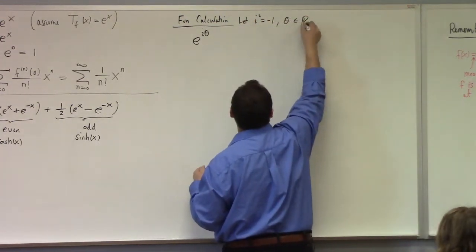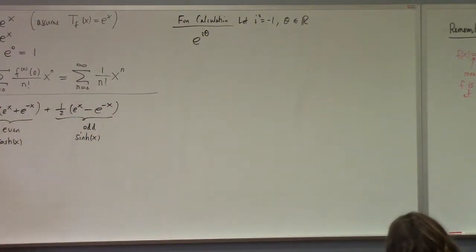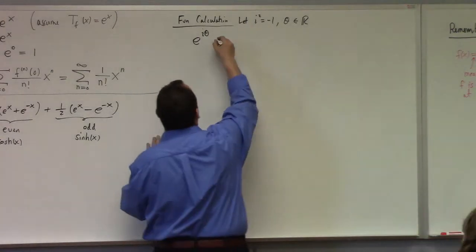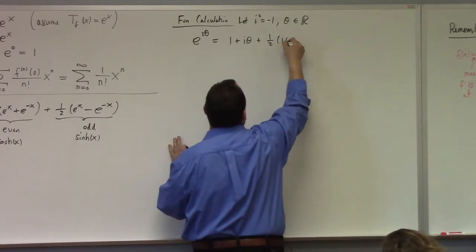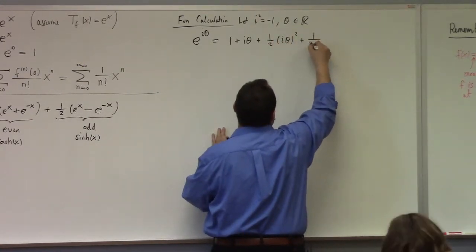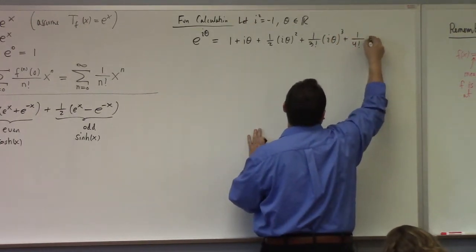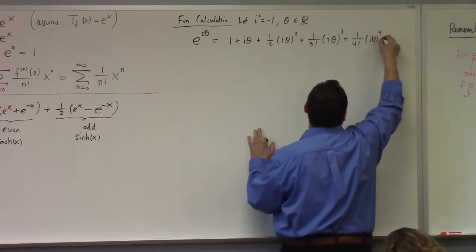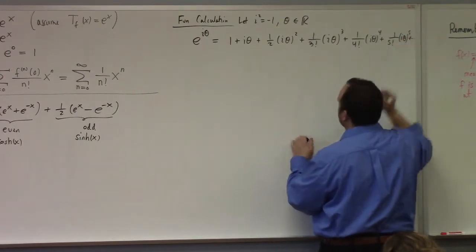Let's let theta be a real number, but we'll let i be the imaginary number that squares to minus 1, right? What happens when we look at the exponential series, assuming it still makes sense for complex variables? It does. If you do look at that, then what happens here? We've got 1 plus i theta plus 1/2 i theta squared, 1 over 3 factorial i theta cubed, 1 over 4 factorial i theta to the 4th, 1 over 5 factorial i theta to the 5th, and so forth.